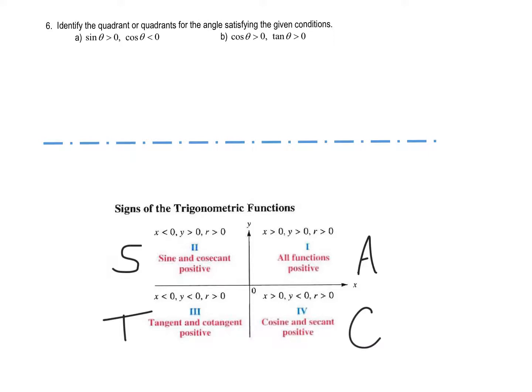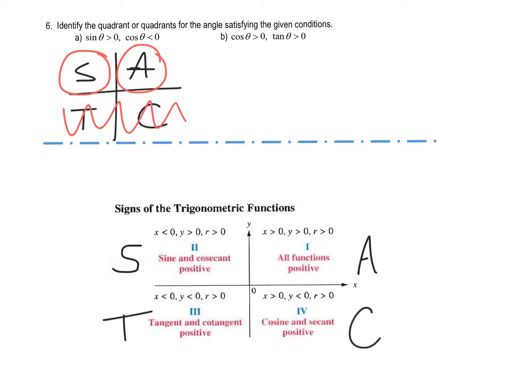Identify the quadrant or quadrants of the angle satisfying the given condition. So here's what my quadrants look like. All students take calculus. And the fact that the first piece of information is that the sine is positive. The sine is positive in this quadrant and in this one, so not these two. The second piece of information we're given is that the cosine is negative. Well, the cosine is positive in this one, so it can't be that. The cosine is negative here because sine is positive. So we are in quadrant 2 for this answer.